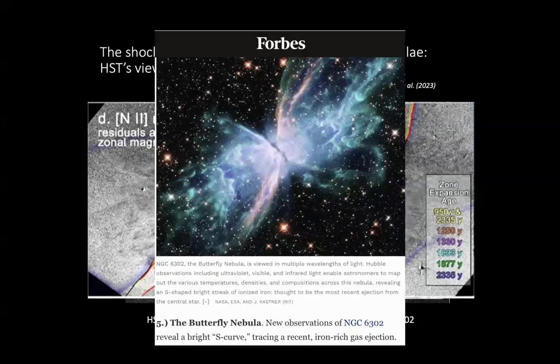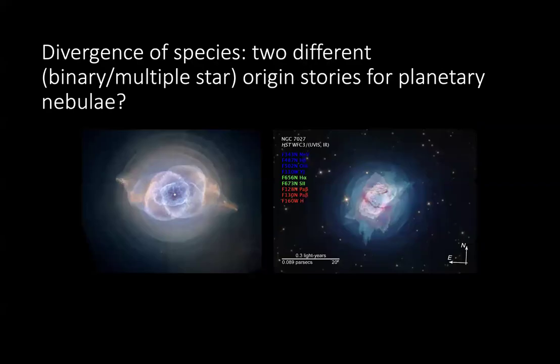And just a little plug, this imagery made Forbes' top 5 of 2020 or something like that. I forget what class of images these were. I think they were all astronomical images.